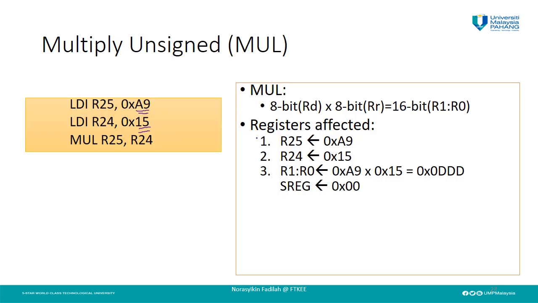So here we have A9 times 15 will result with 0DDD. So from here, 0D will be stored inside R1, and then the DD result will be stored inside R0. And then the status register will be updated accordingly.